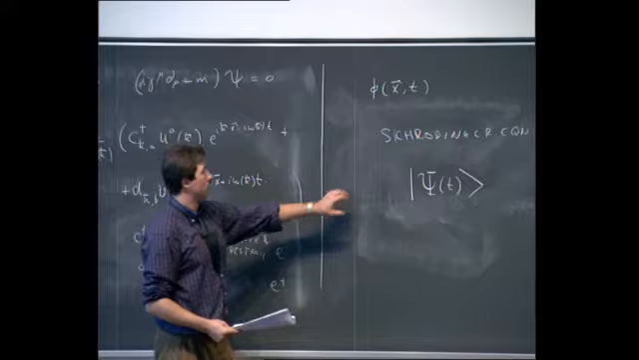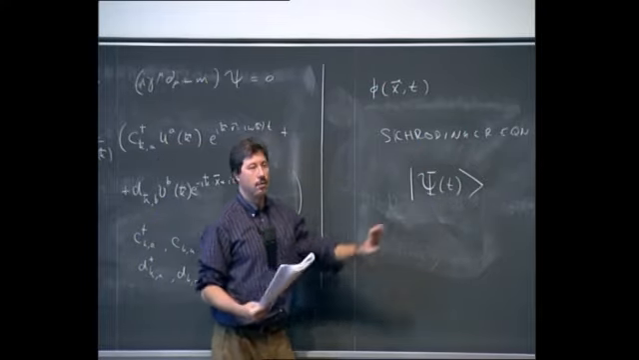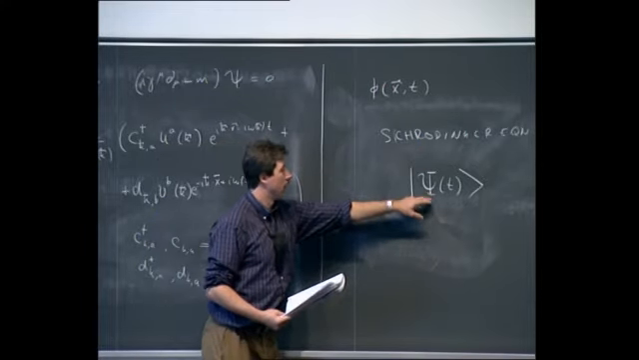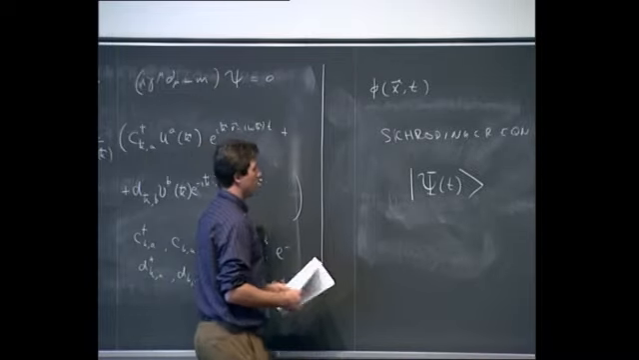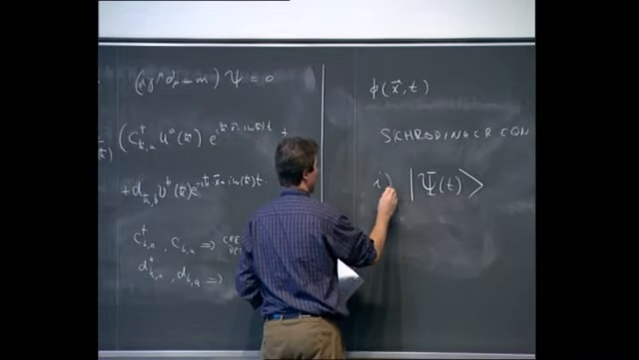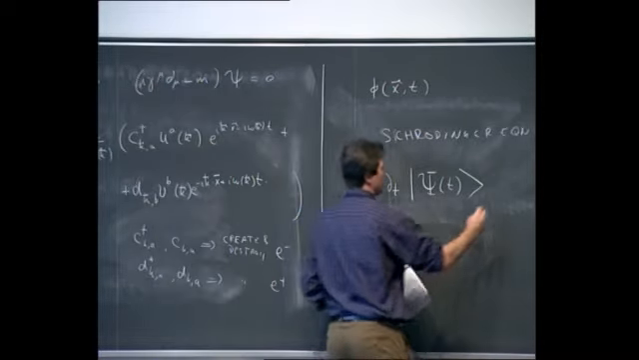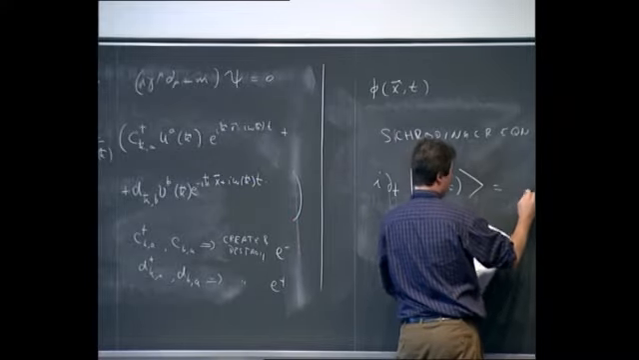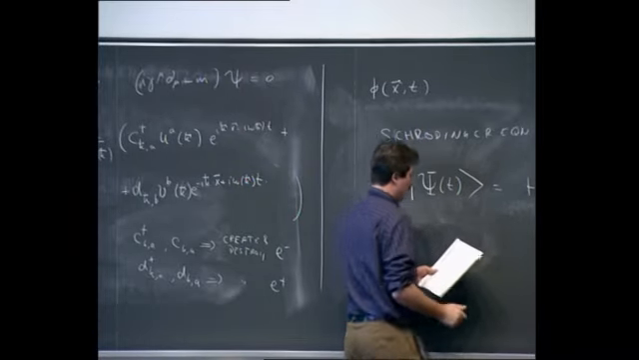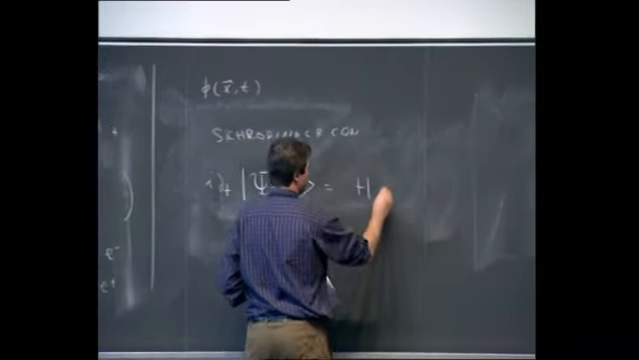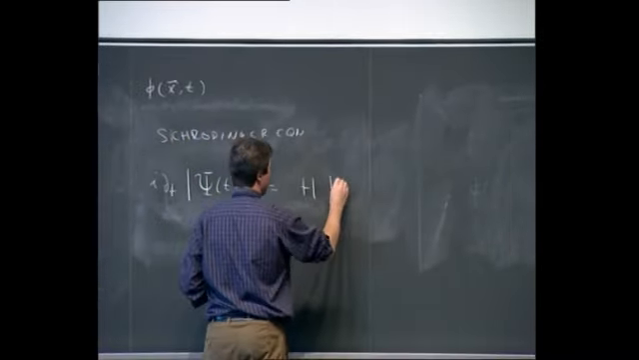And we just think of this as being something like a wave function, but now a wave function for many particles. So I'll write down the Schrödinger equation in the usual way, that if I differentiate with respect to time, then this must be equal to the Hamiltonian H acting on this state.